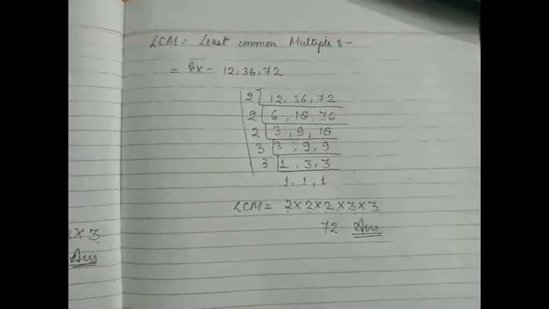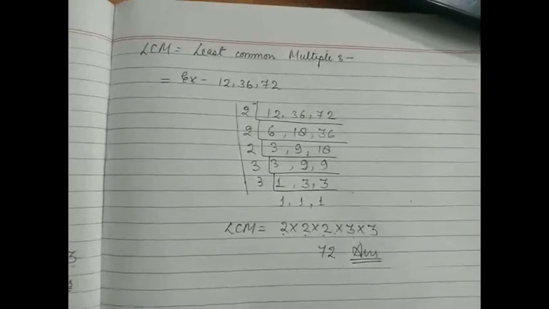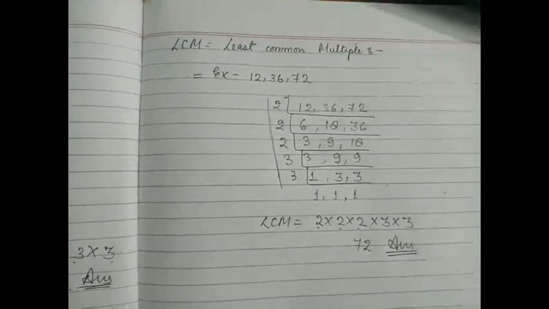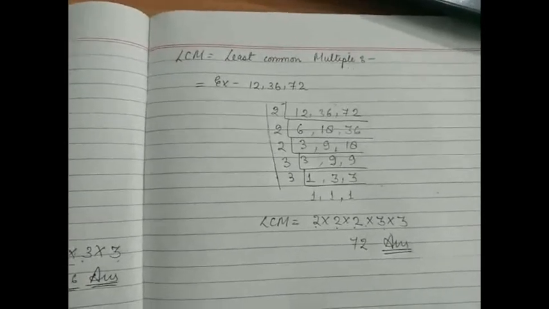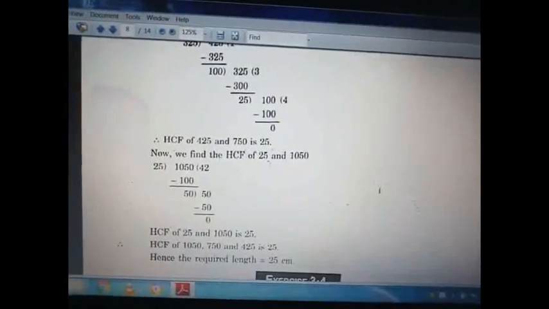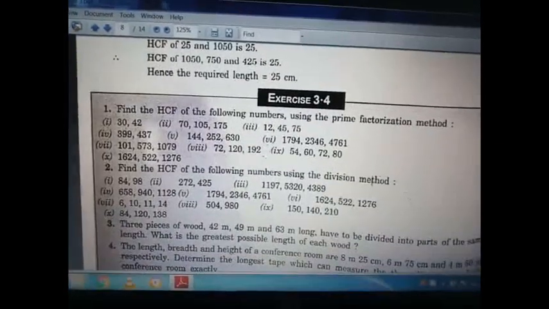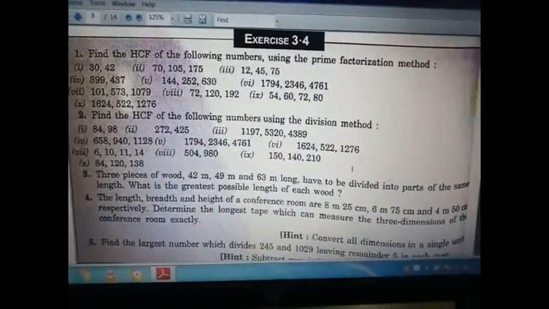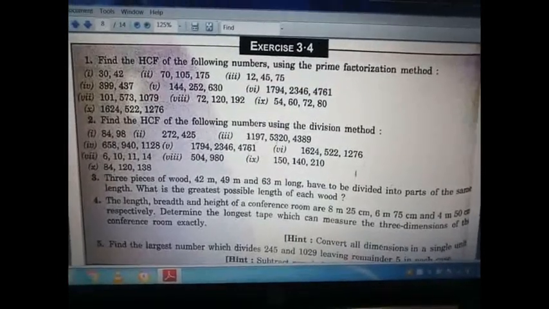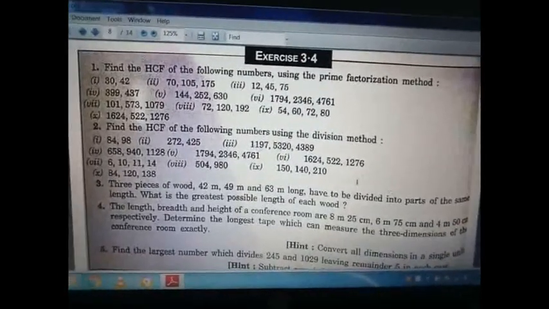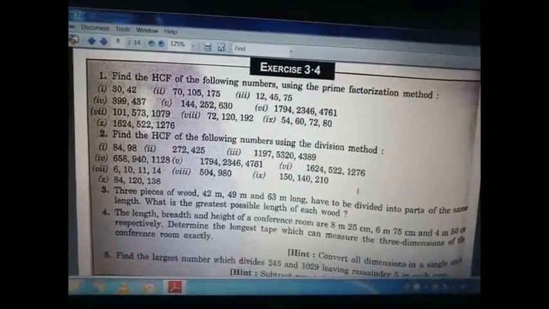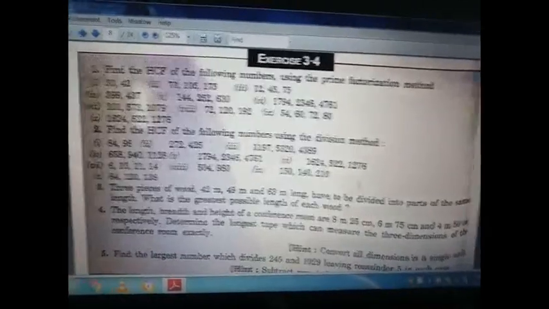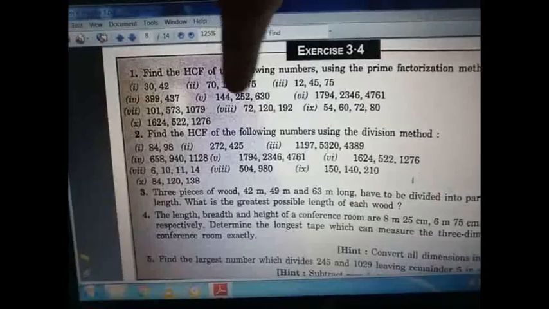So this is the method of LCM, how to find the LCM of the numbers, and we have gone through how to find the HCF of the numbers with the help of the prime factorization method and division method. Now we will move to our exercise 3.4. Here it says to find the LCM of the following numbers using the prime factorization method. You have to find the factors of each number, then write them. Let's see one question from this, the fifth question.